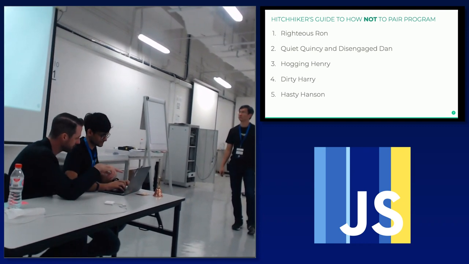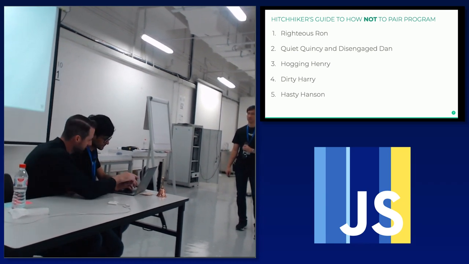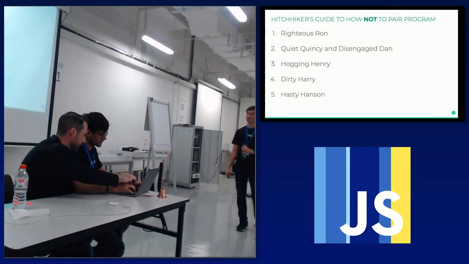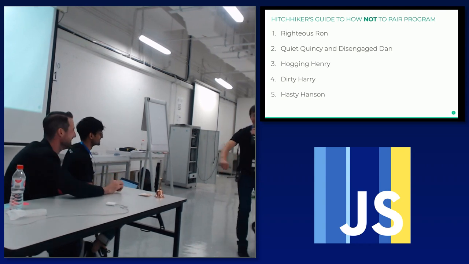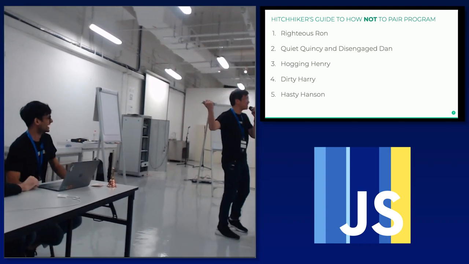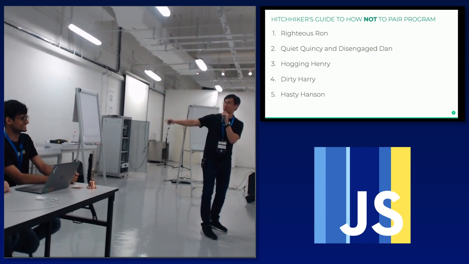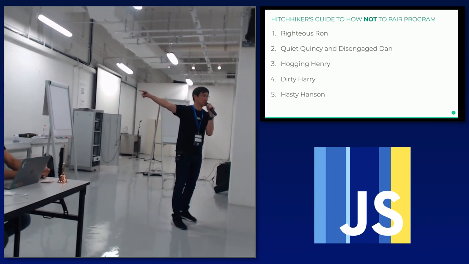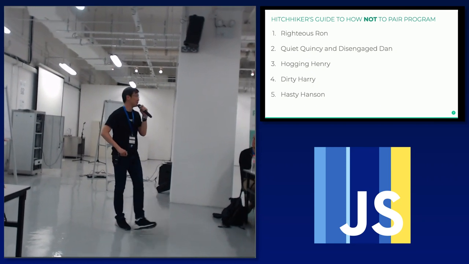Okay, can you explain what you're doing here? Yeah, just give me a minute. But I don't understand, but I think we should do something differently. Wait a second, can I just... Okay, stop. That's a bit overacting, but okay. What is it? Three or five? It's actually, which one is it? It's Hogging Henry. Hogging Henry.